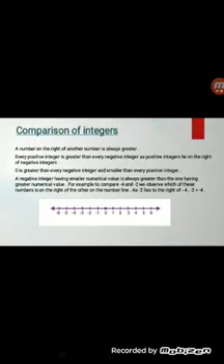Now we will study how to compare two integers. A number on the right of another number is always greater. Every positive integer is greater than every negative integer, as positive integers lie on the right side of negative integers. 0 is greater than every negative integer and smaller than every positive integer. A negative integer having smaller numerical value is always greater than the one having greater numerical value.